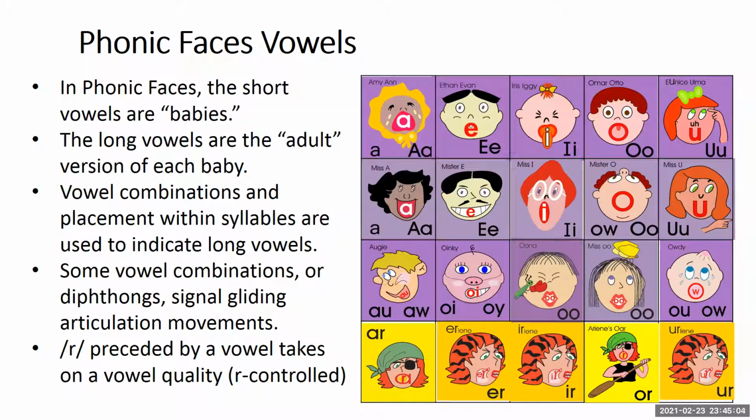This is the representation of the various types of vowels using phonic faces. In phonic faces, the short vowels are babies because babies are short, and they make baby sounds. A, e, ah, and the long vowels are the adult version of each baby. So while this baby cries ah, this mother says a, so she's happy, the baby is sad. While the baby vowel says eh because he has his single tooth, Mr. E has all of his teeth, so he says E.